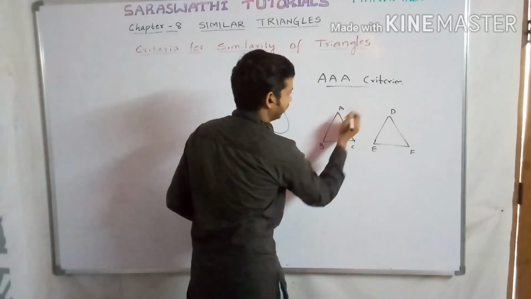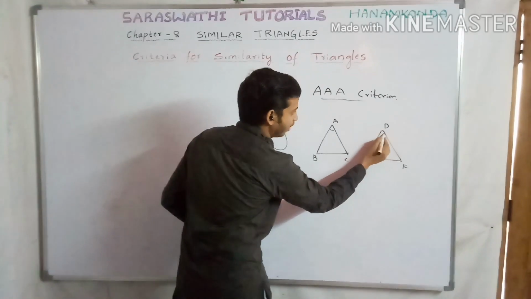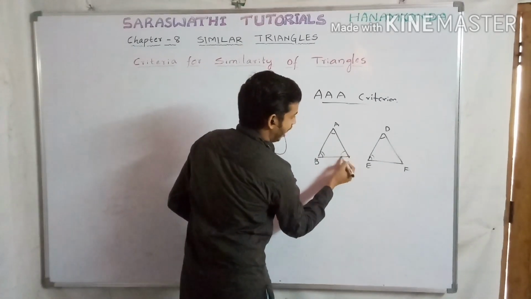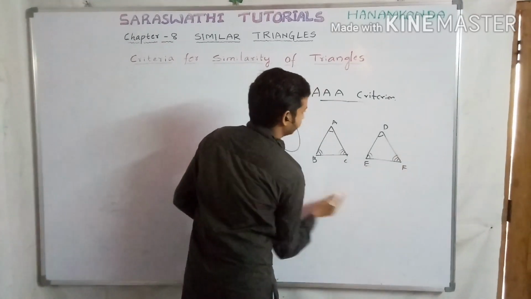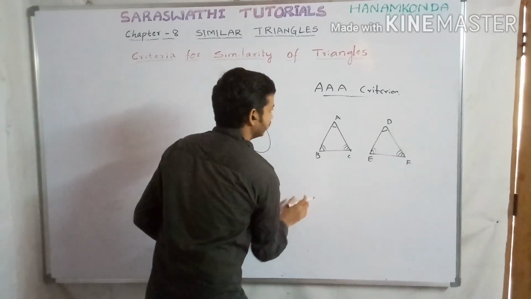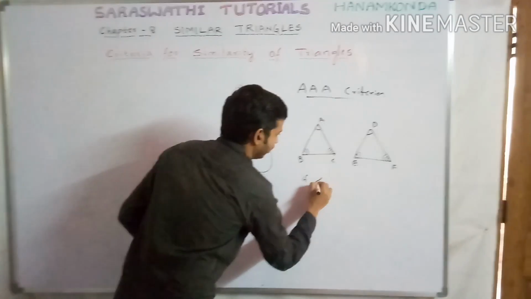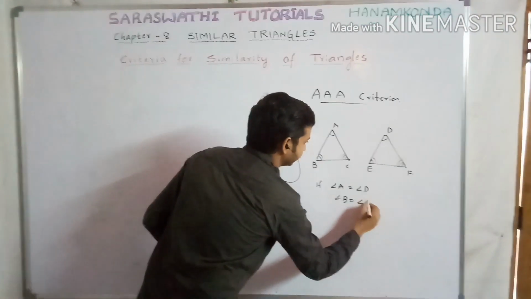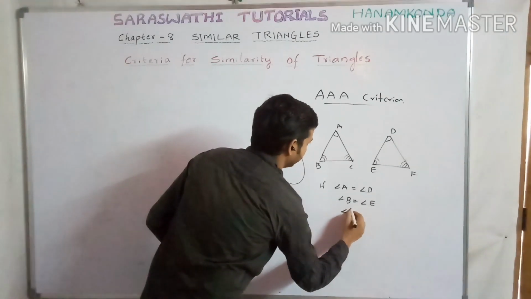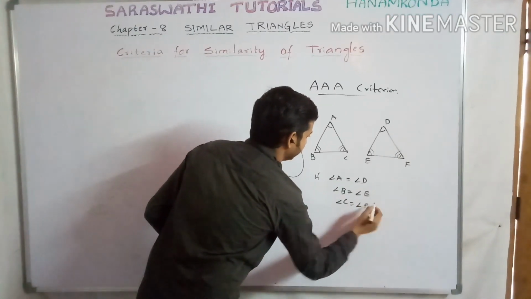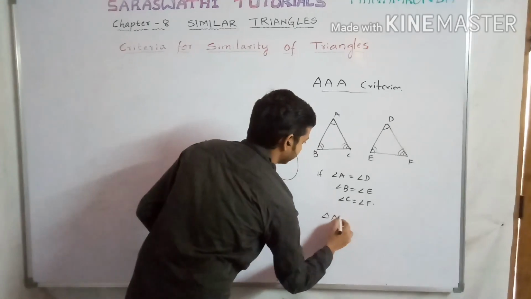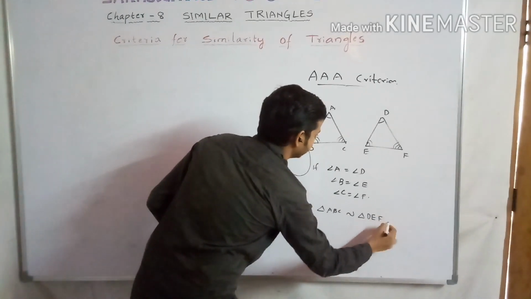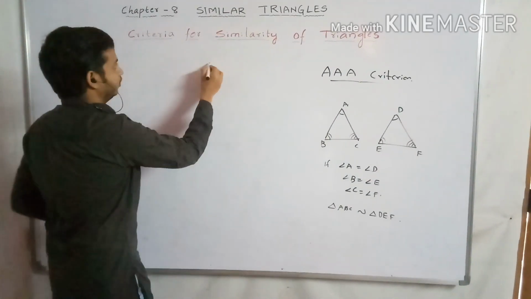So by using the triple A criterion, that means if angle A equals angle D, angle B equals angle E, and angle C equals angle F, then these two triangles are said to be similar. That means triangle ABC is similar to triangle DEF. Next, the triple S criterion.